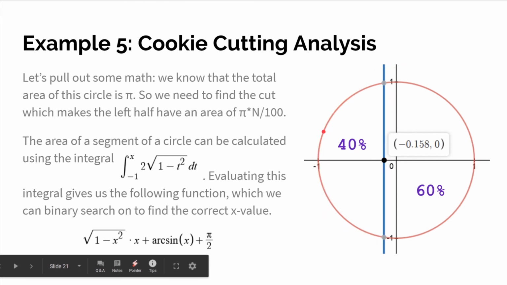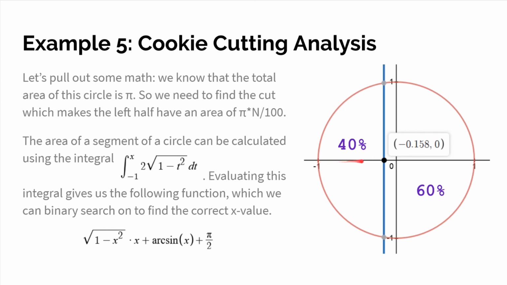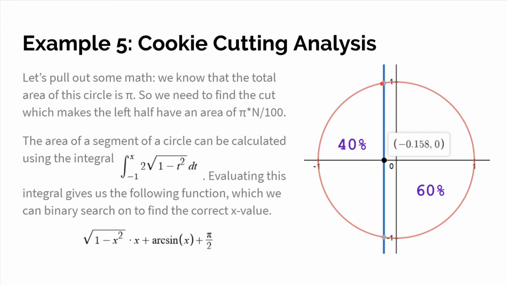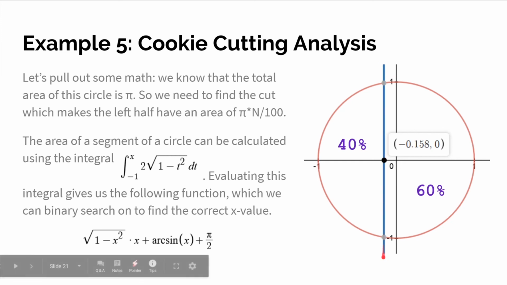And this can be calculated using the integral from -1 to x, or whatever value, of 2 times the square root of 1 minus t squared, which would be this curve, the upper half, right here. If we take the integral, we're just taking the area underneath, from -1 here to whatever x value. And we're taking 2 because we want both the top half and the bottom half. So this integral will give us the area of the cookie that is to the left of the cut.